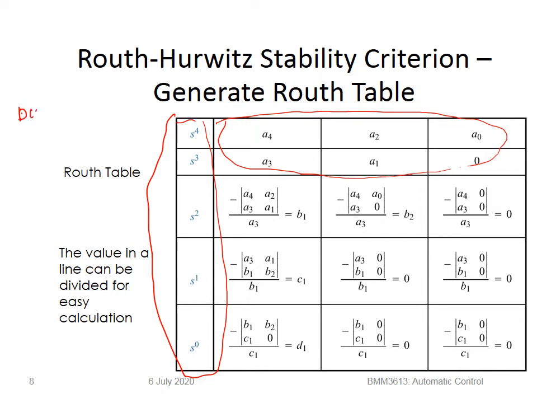So the denominator D(s) was basically a4 s^4 plus a3 s^3 plus a2 s^2 plus a1 s plus a0, right? So this was the polynomial. So we had this and this when we started the table. So now what we need to do is fill in the other parts of the table.